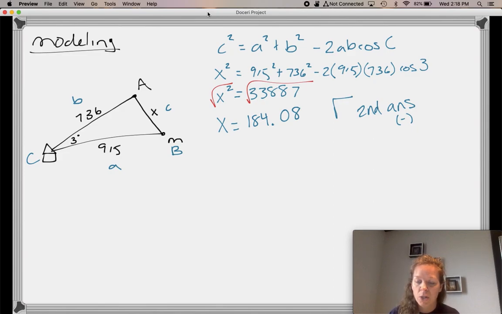Light years is actually a measure of distance. It sounds like time because of the word years, but it's actually a measure of distance. Okay, so that's our first modeling example there.